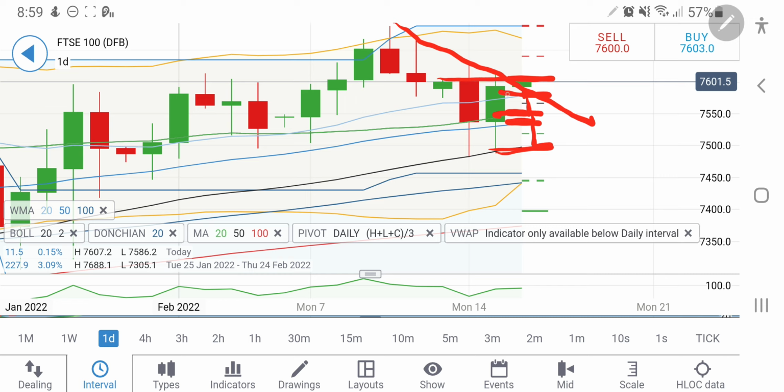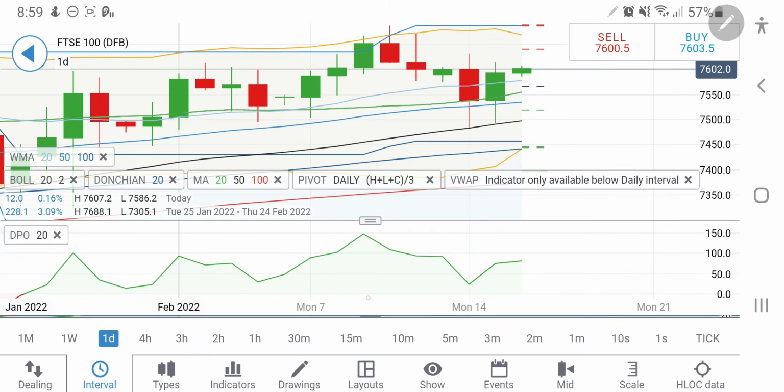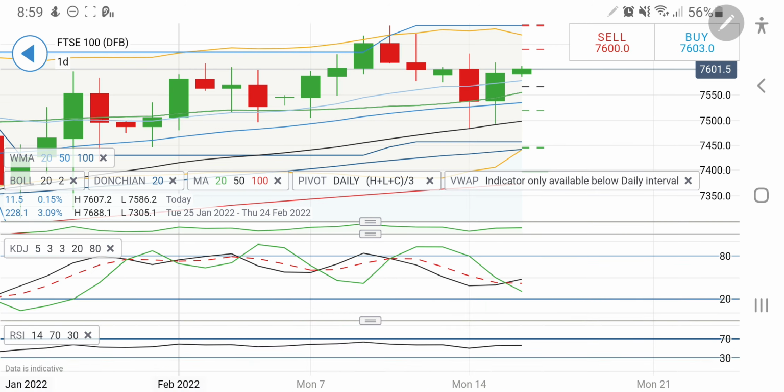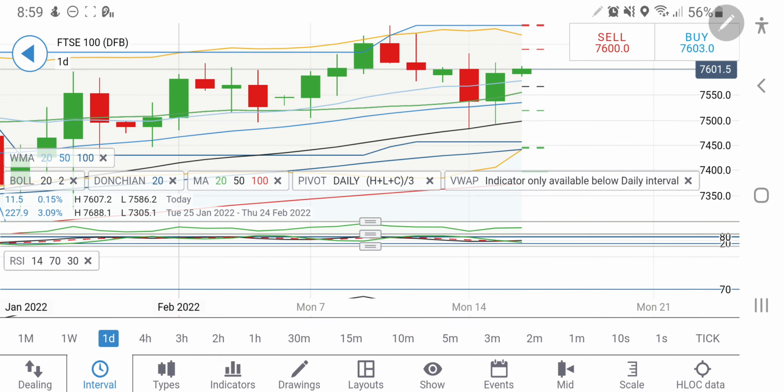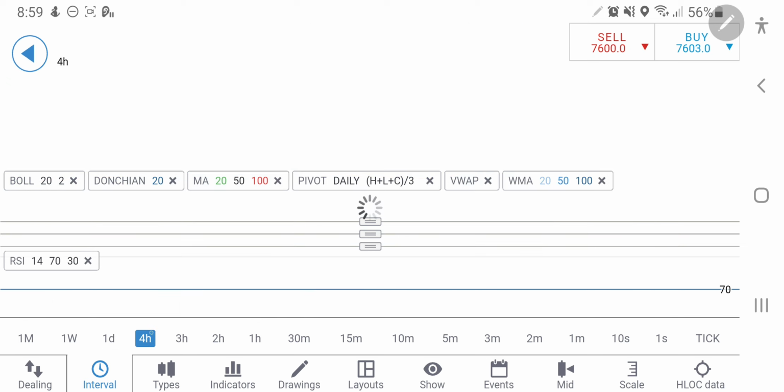Now remember, it is right now breaking out, and a long entry is only recommended beyond 7620, where it will definitely fly sharply towards 7650 and 7700 levels. So take caution, and you can take a short entry below 7590 where you can expect it to drop again. Look at the DPO in green and the stochastic looking comfortable here. We have already seen the 4-hour charts.